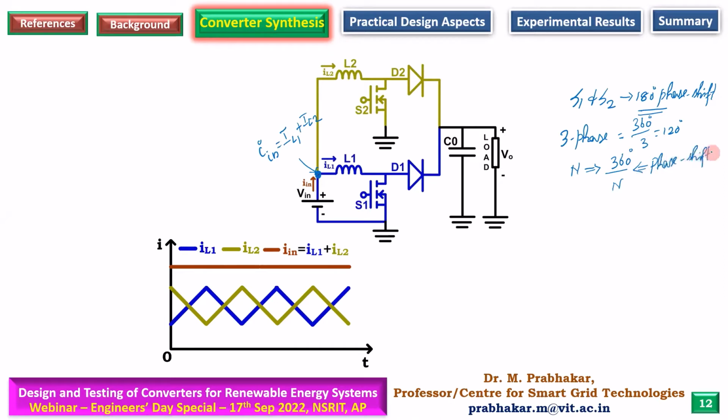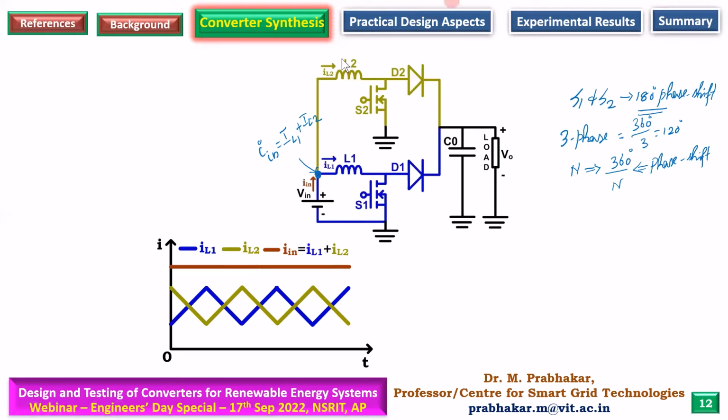All right. So how many interleaved phases can we have? Can we have 10 phases? Can we have 36 phases? The answer is, there is a limitation. The answer is no, actually, because if you have, let's say, 36 phases, then the phase shift will be 10 degrees, which means the device is going to be conducting only 10 degrees.